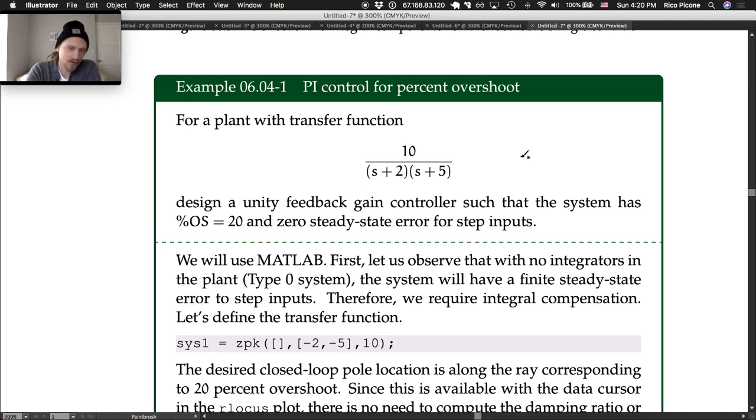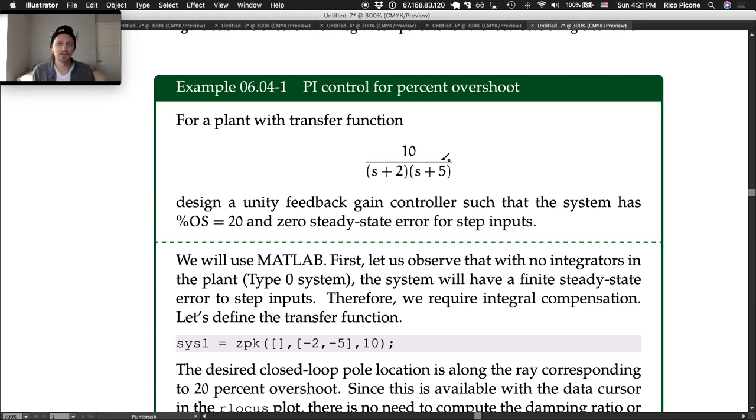So this is a type 0 system, thinking back to the way that we categorized systems in terms of steady state error performance. A type 0 system, if you go back and look at that table, for a step response has finite steady state error. We could compute what that is, but we already know it's going to be finite. We already know that we want 0, so we're going to have to add an integrator in there. We'll use PI compensation.